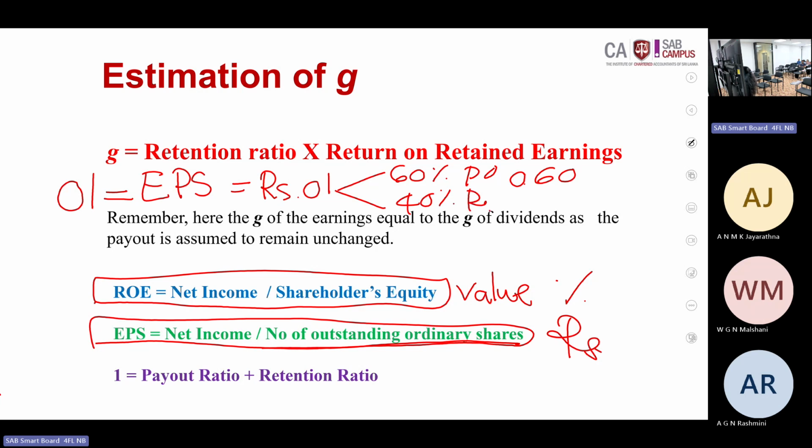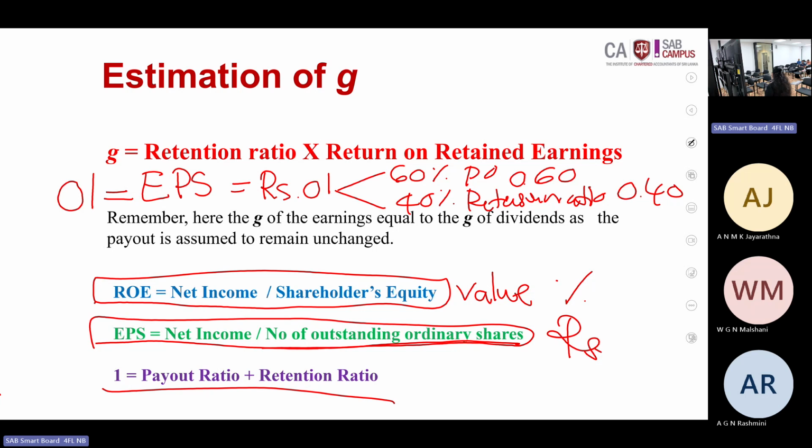That is our retention ratio. Retention ratio, how many cents? 40 cents. Right? So this is how the companies are segregating their earned profit. Earned profit can be segregated based on the retention ratio and the payout ratio. Payout and retention ratio together should equal 100, or in cents it should equal 1.